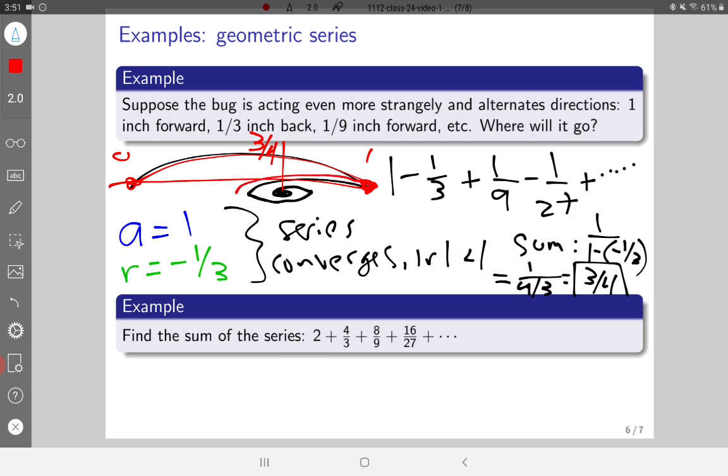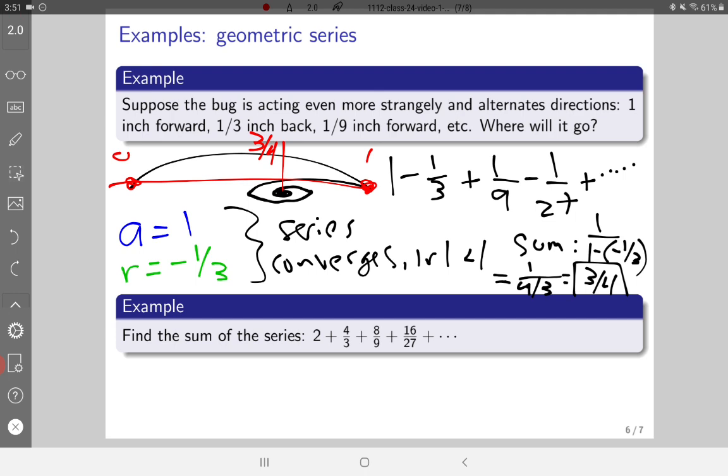and then back behind it a little bit, and then ahead of it a little bit, and then behind a little bit, and it's going to keep bouncing back and forth to the left and to the right, but in such a way that it gets, over time, closer and closer and closer to that point that's exactly at 0.75, or 3/4.